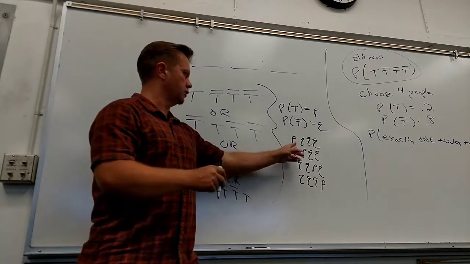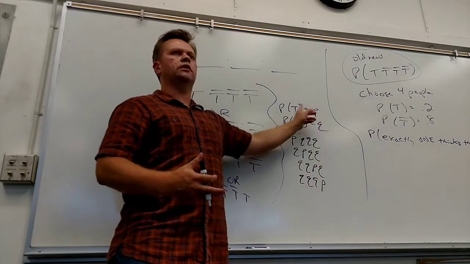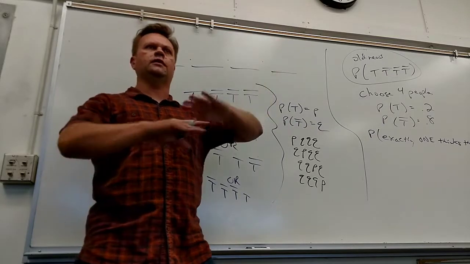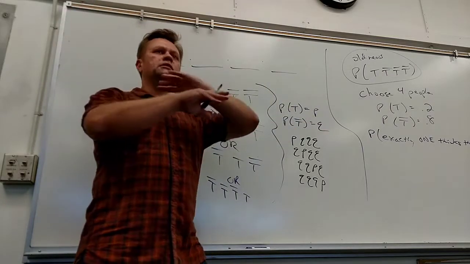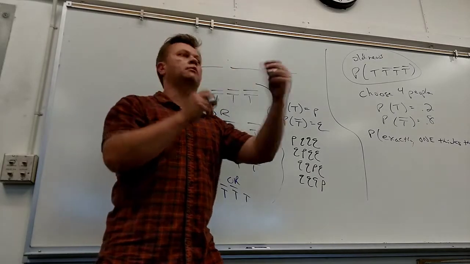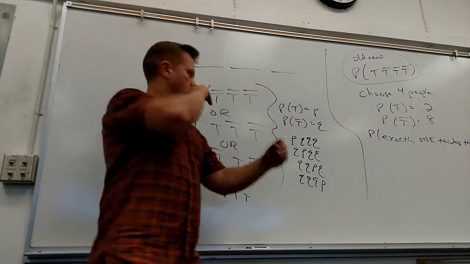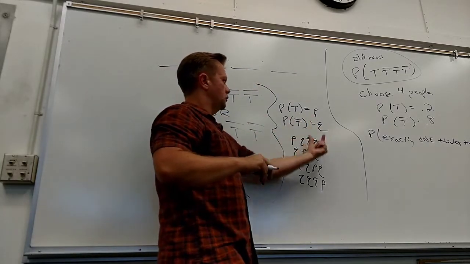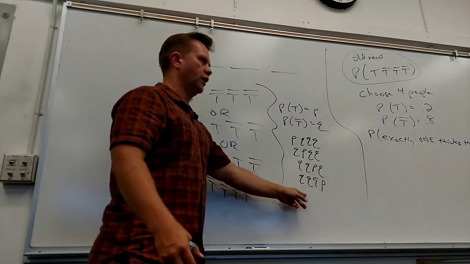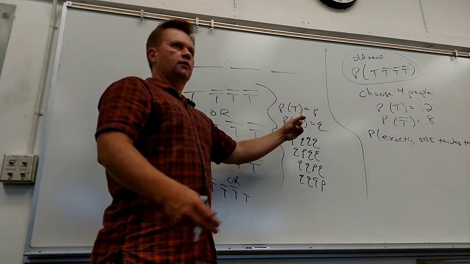Either the first one is what I call a success. So little p is the probability of success. Success doesn't have to be a happy thing. Success could be finding a dead body. It just means what it is you're looking for, and it's related to the probability of getting that thing. And of course, Q is the probability of failure, not getting that thing. So there are four ways to achieve one person out of four thinking that way.